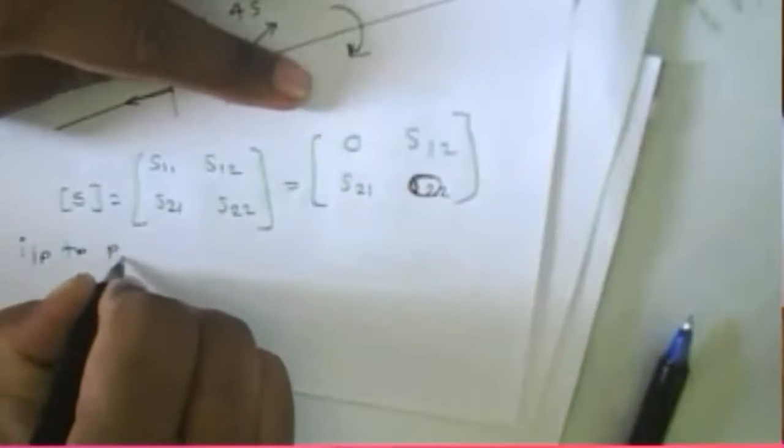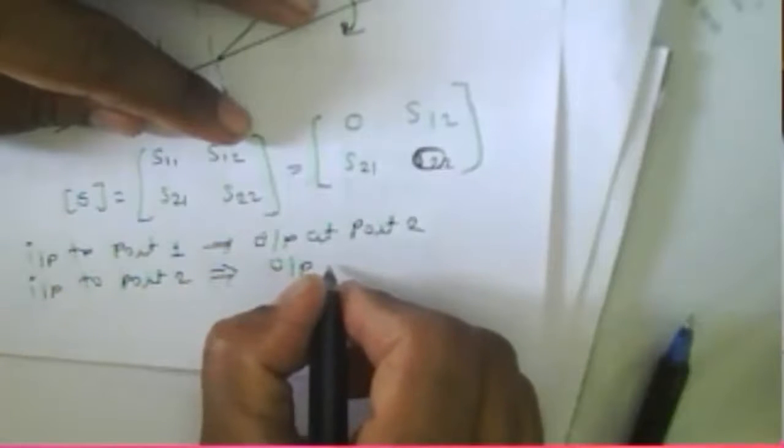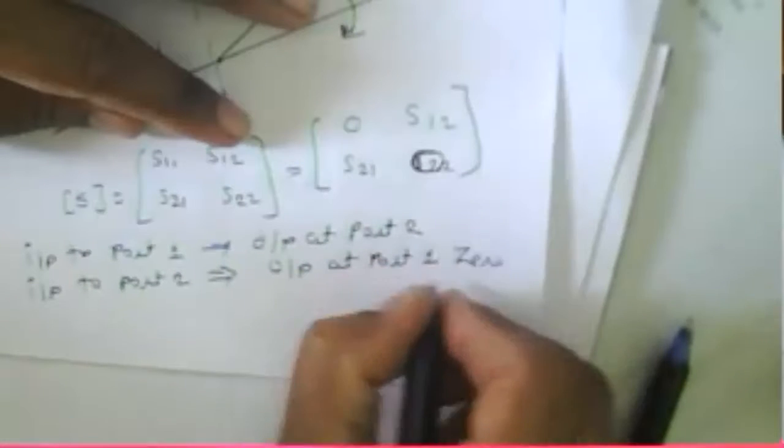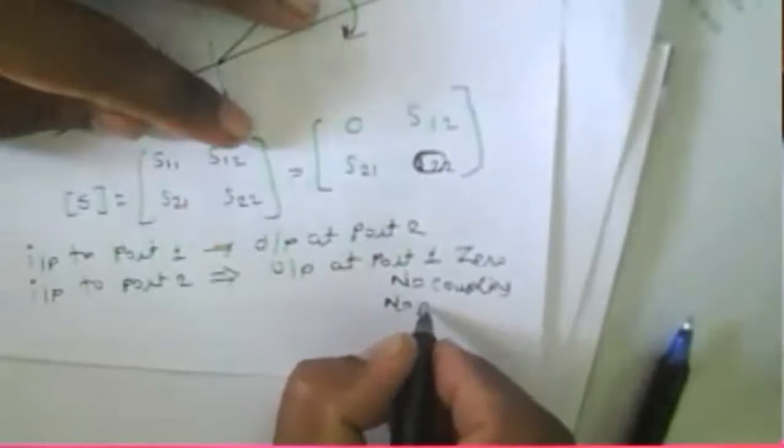Now when we provide the input to port 1, output will be available at port 2. When we provide the input to port 1, output is available at port 2. If we provide the input to port 2, output will not be available at port 1, so it is 0. Or we can say no coupling, no power at this point.